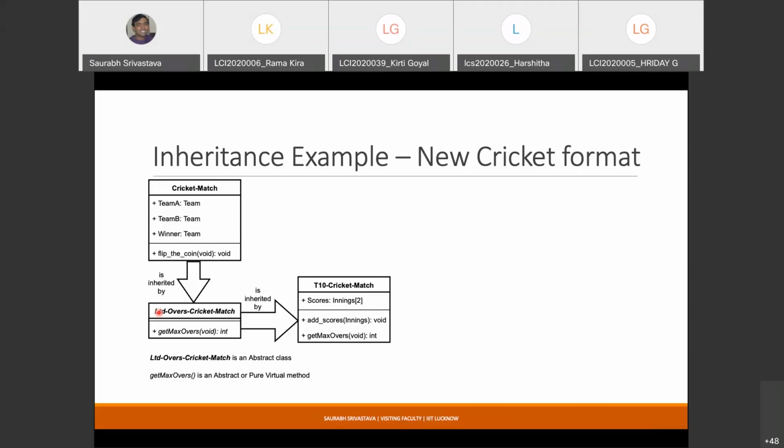So this is just a simple example: this is an abstract class, this is an abstract method, and now all these different types of cricket matches, T10, T20, and ODI, can give different definitions for get max overs. This is an example of overriding, where the base class's method did not have any definition at all. So it's the responsibility of the derived classes to override the method and provide the definition.